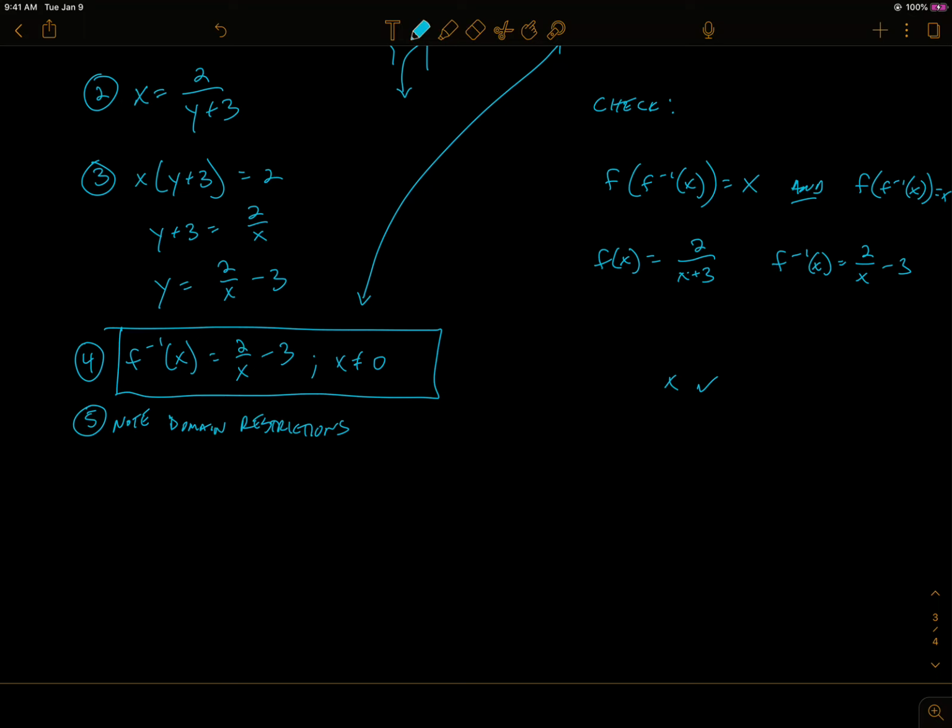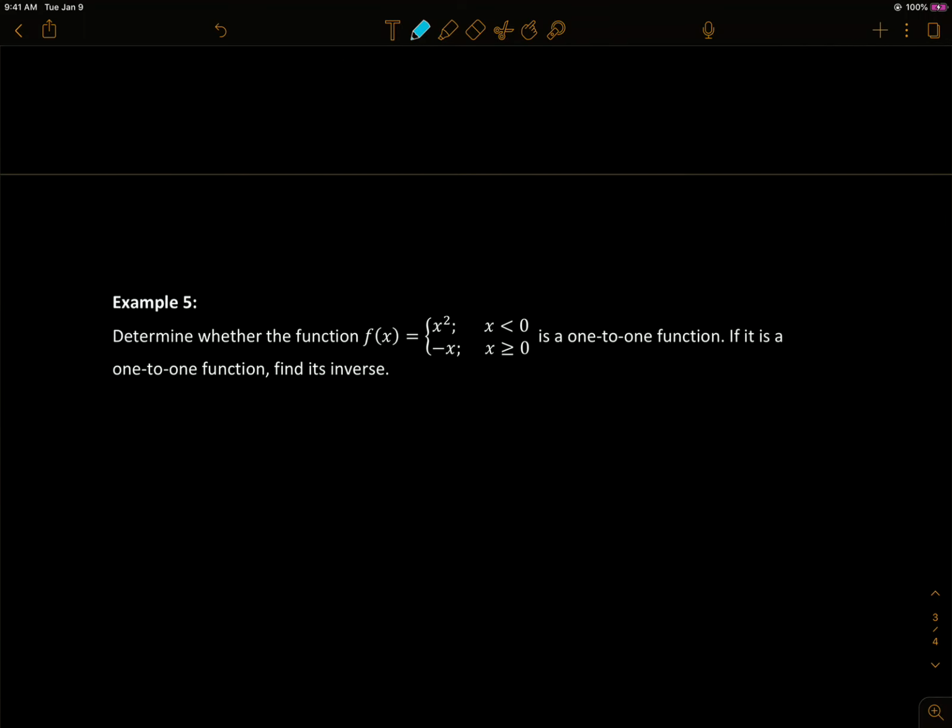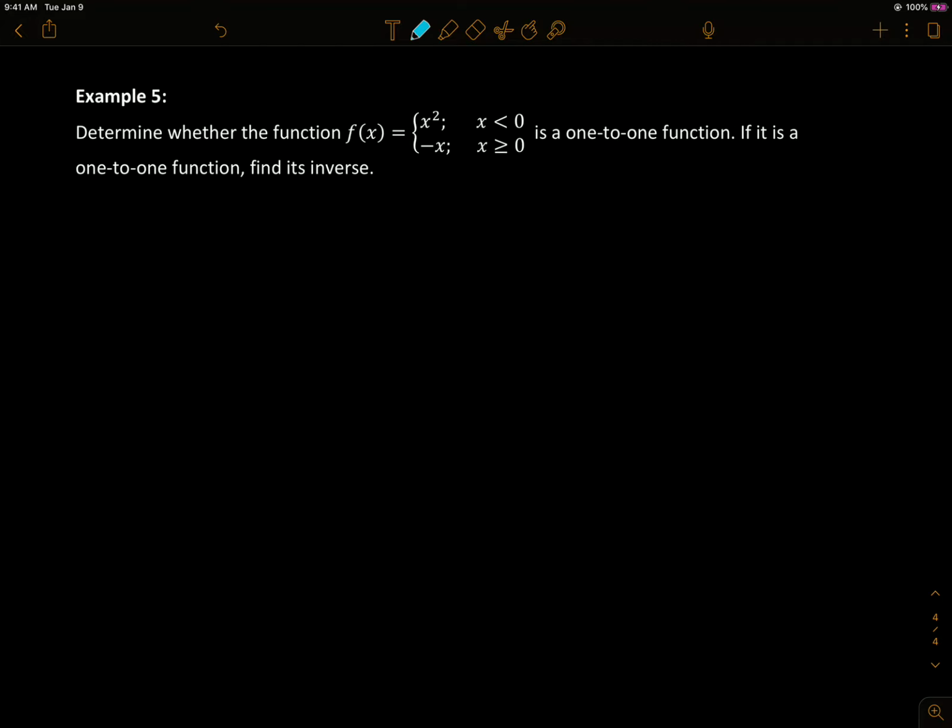So when we're talking about the sides, this will simplify down to x, and that will simplify down just to x. Okay, let's look at something called a piecewise function. The last example we're going to do today.